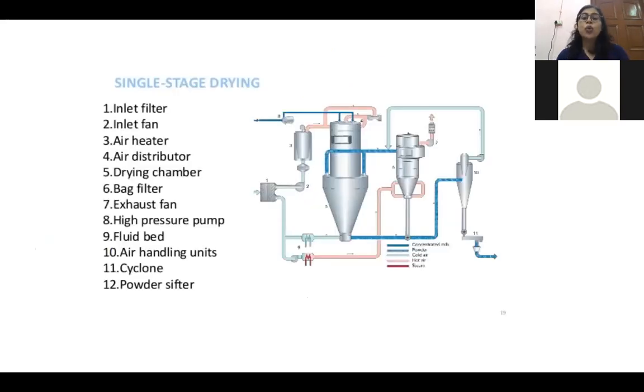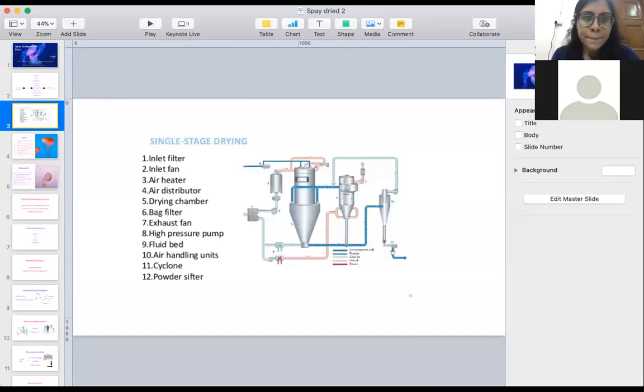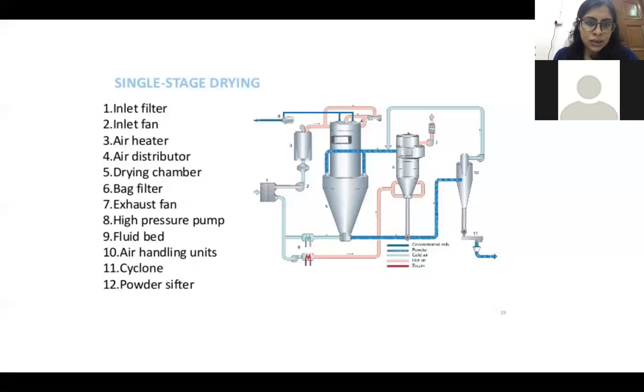Now we'll take a visualization of the whole system. As you can see, just a minute, give me a second. It is not showing. Why is it not showing?